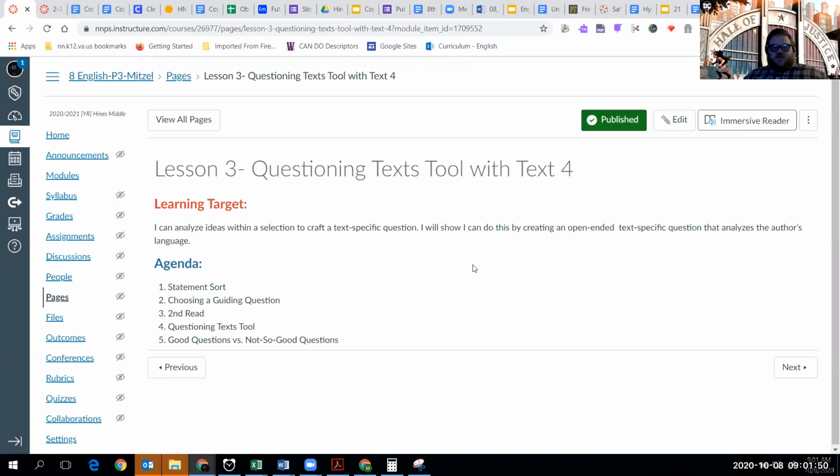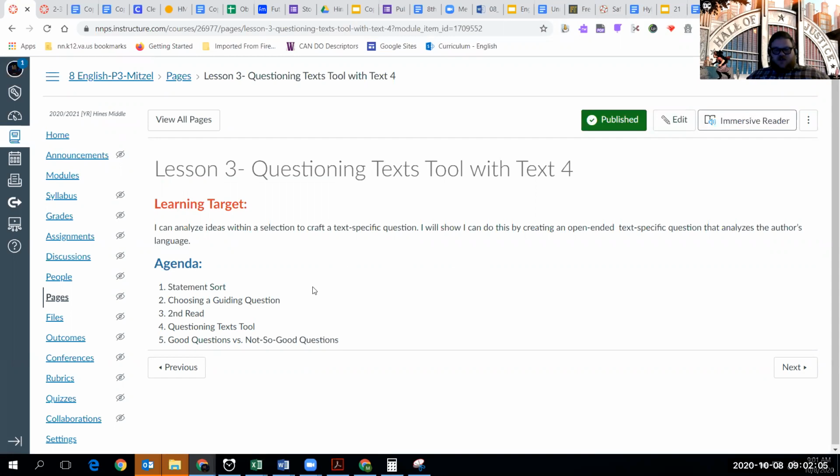Here's our learning target for the day. I can analyze details within a section to craft text-specific questions. I will show I can do this by creating an open-ended text-specific question that analyzes the author's language.